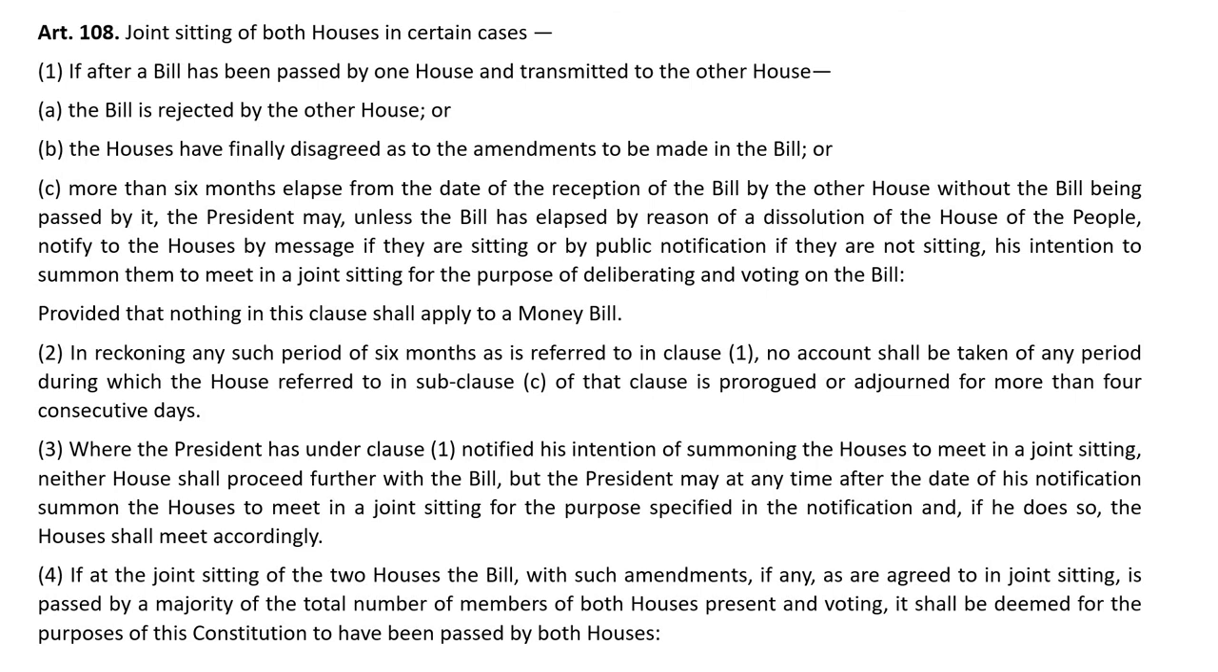In reckoning any such period of 6 months as is referred to in clause 1, no account shall be taken of any period during which the House referred to in sub-clause C of that clause is prorogued or adjourned for more than 4 consecutive days. Where the President has under clause 1 notified his intention of summoning the Houses to meet in a joint sitting, neither House shall proceed further with the bill, but the President may, at any time after the date of his notification, summon the Houses to meet in a joint sitting for the purpose specified in the notification. And if he does so, the Houses shall meet accordingly.